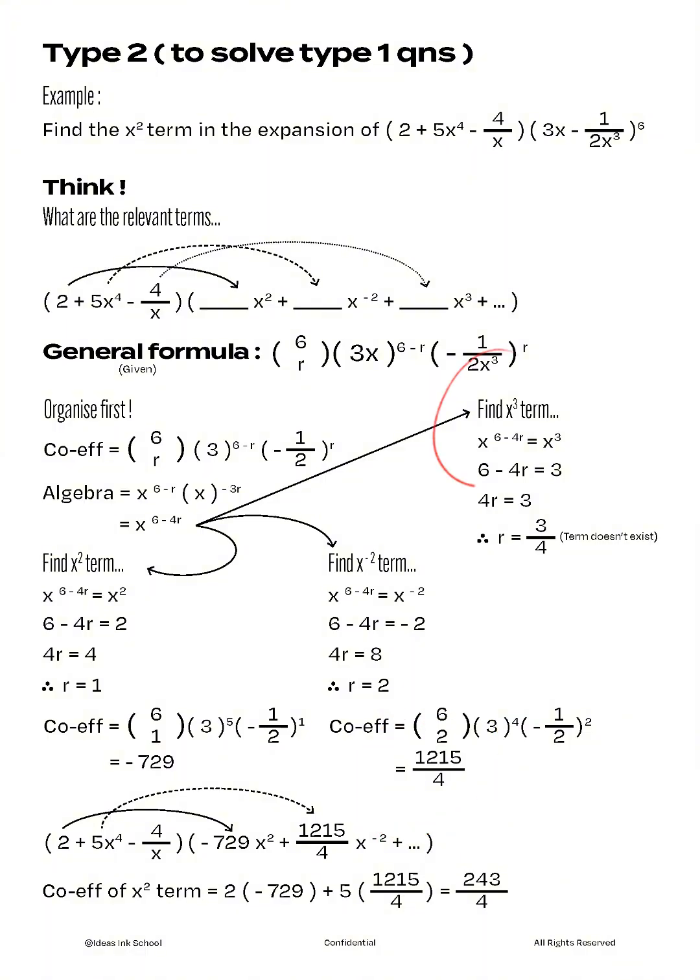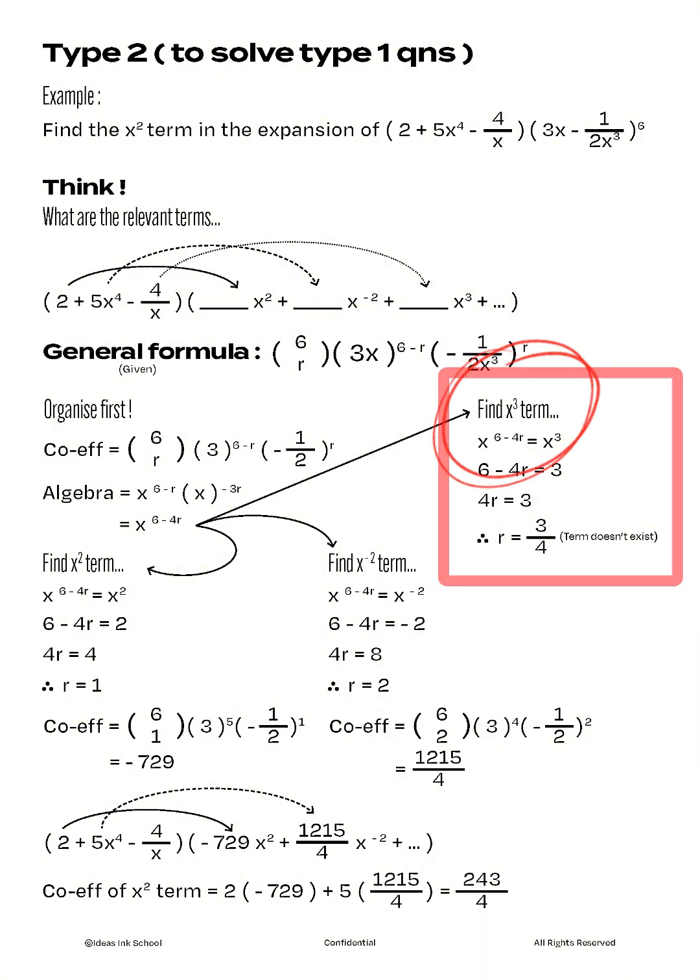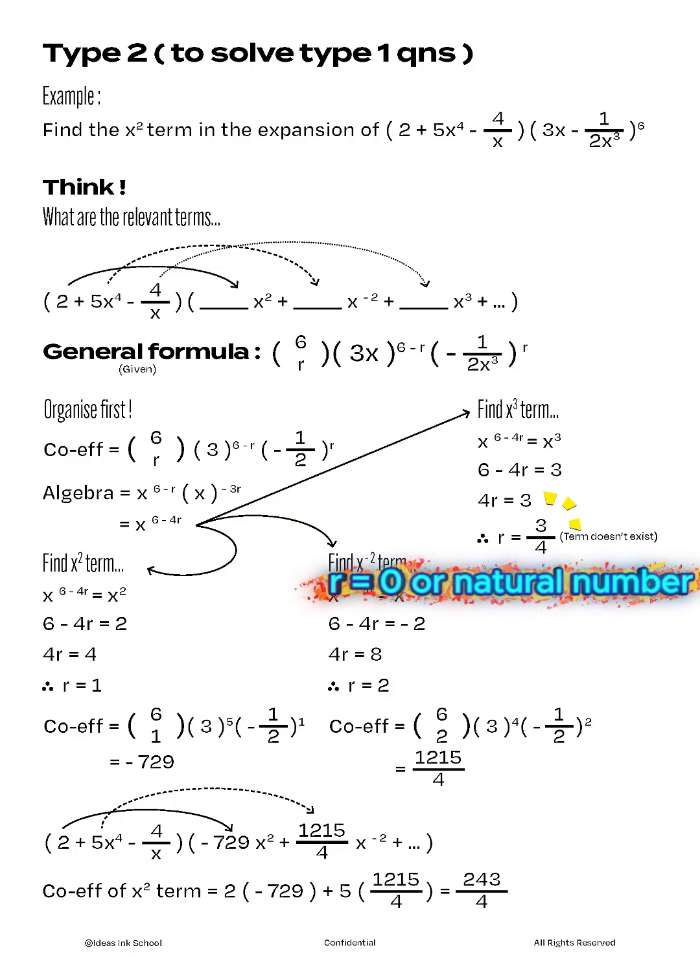Finally, we're going to try to find the x cubed term. So if we equate the general formula to x cubed, we will unfortunately realize that the r value that we get at the end is a fraction. So bear this in mind, people. The r values can only be 0 or any positive integer. So r cannot be a fraction or a negative number.